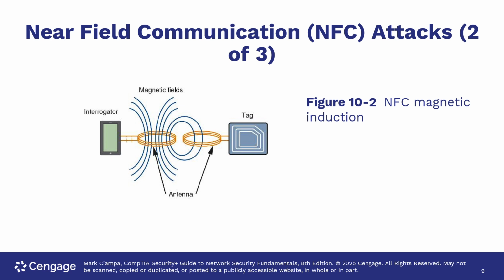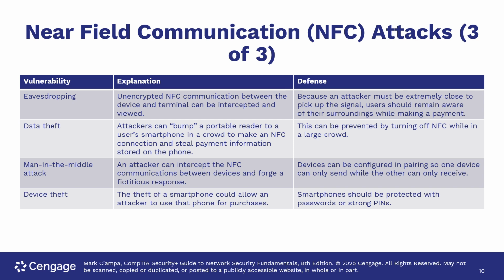In this example, you may have seen some commercials recently. The new cybersecurity threat is that there are people with near field communicator readers that are portable enough that they can walk around. If they get close to you, they can read the credit cards in your wallet. So one of the things with near field communications is eavesdropping, data theft, a man-in-the-middle attack, and device theft. You should be familiar with each of these because these attacks are important.